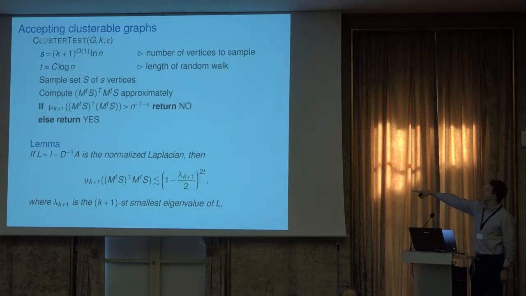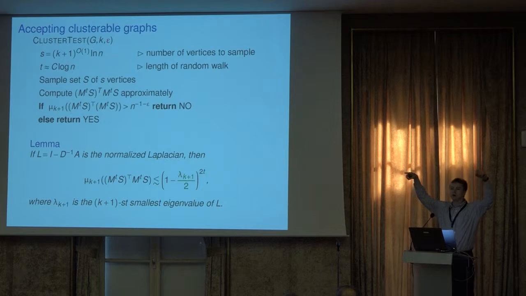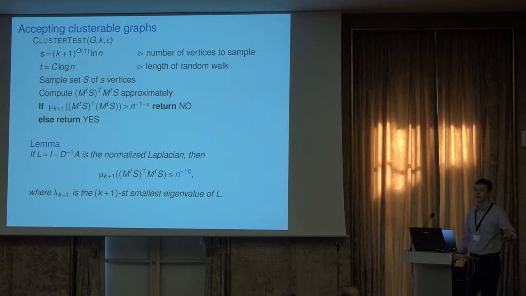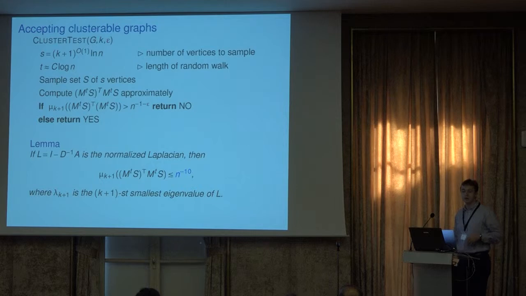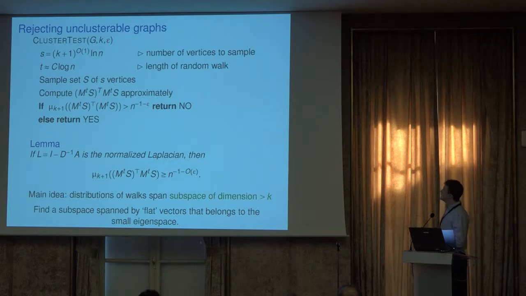Okay, well, we're interested in the k plus first eigenvalue of the Gram matrix, but that's 1 minus the k plus first eigenvalue of the Laplacian raised to a power, which is roughly the length of the random walk, and the length of the random walk was logarithmic, so we get a very small number. So whatever the sample, the k plus first eigenvalue of the Gram matrix for clusterable graphs is very small. Good. So that's the easy part of the proof.